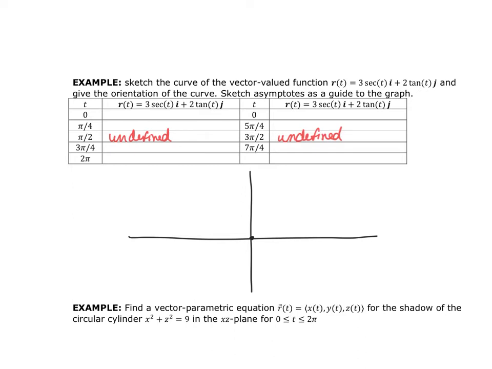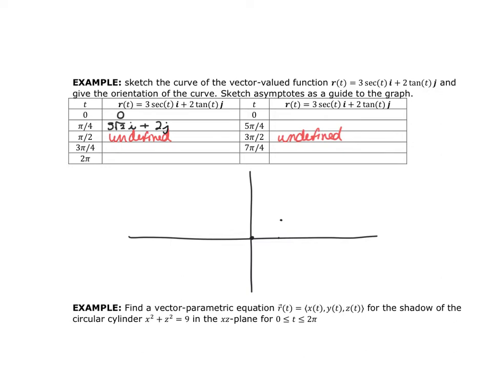When I put in 0, I'm going to get the 0 vector out. That's this. When I put in pi over 4, I'm going to get 3 square root of 2 i, plus 2j. So I'm going to go 3 square root of 2 in the i direction and 2 in the j direction. So we have this point right there.